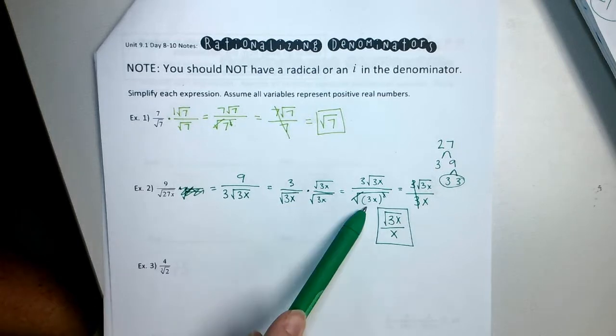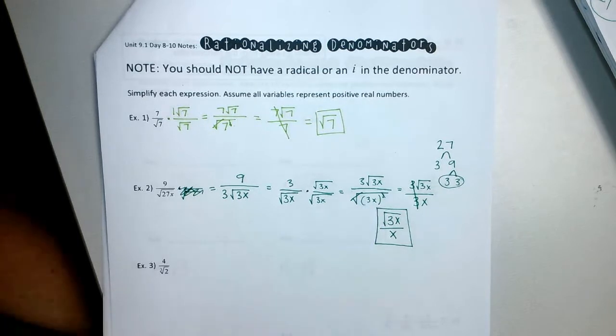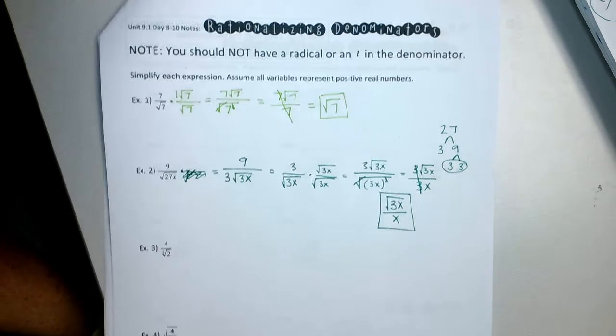Here on the bottom? Yes. So remember, the square root cancels the squared. That's why we multiplied by itself, was to make it squared so the square root would cancel it. What's different about number 3?